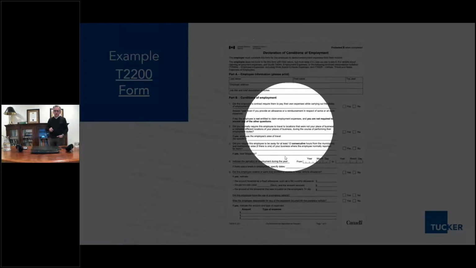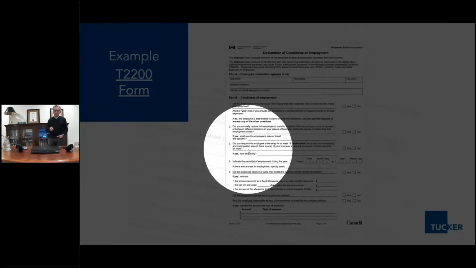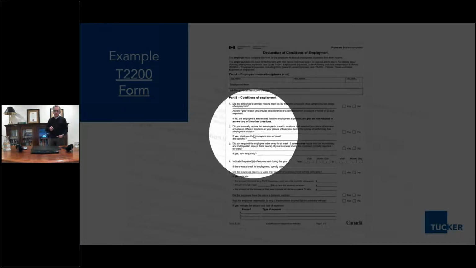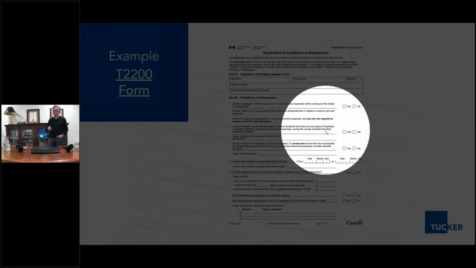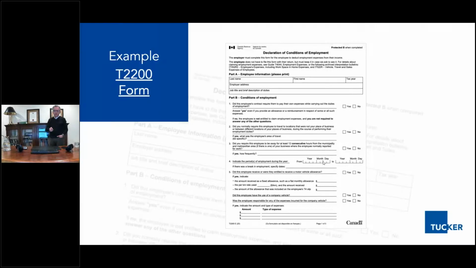Normally, there will be questions about expenses that have been incurred. Do you require this employee to incur expenses? Is these sections here? And the employer will indicate that. Same concept with this form. It's not submitted to CRA, but it is signed by the employer. It's signed on page 2. In this case, it's a double-sided form.